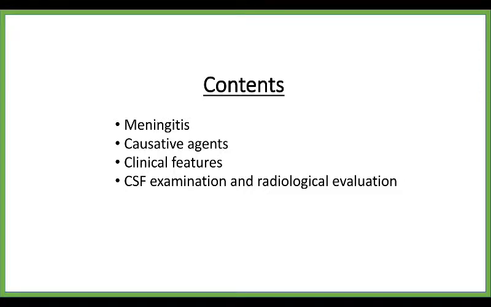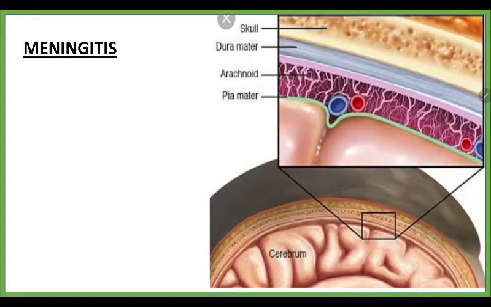We'll be seeing about meningitis, the causative agents, clinical features, and CSF examination, and some radiological investigations in meningitis. Meningitis is basically inflammation of the meningeal layer. What is the meninges? The meninges is a membranous covering over the brain and the spinal cord. From outer to inner, the layers are dura, arachnoid, and pia.